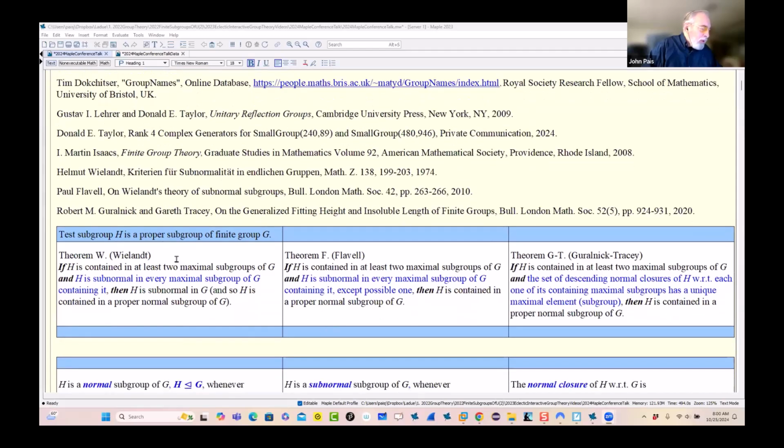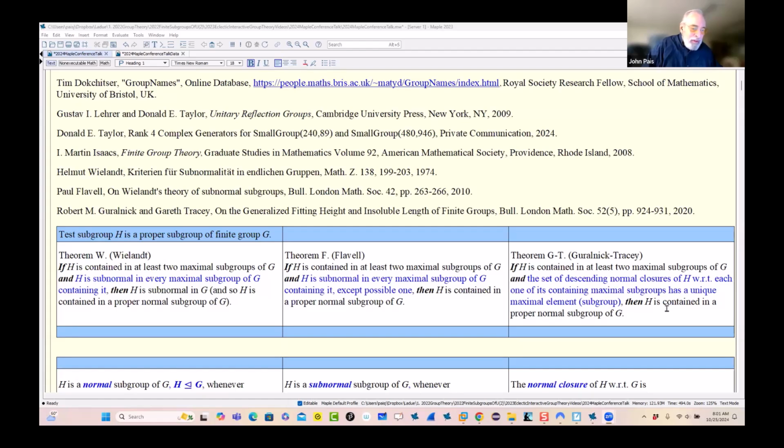He's a pioneer of subnormal subgroups. Essentially, in every one of these theorems, the first requirement is that the test subgroup we're interested in is contained in at least two maximal subgroups. The Wieland theorem requires, in addition, that the test subgroup H is subnormal in every maximal subgroup of G containing it. In comparison, Flavell will allow you to have one of the maximal subgroups containing the test subgroup not be subnormal. And further, Guralnick-Tracey has a completely different criteria that isn't really clear how it's related to the others.